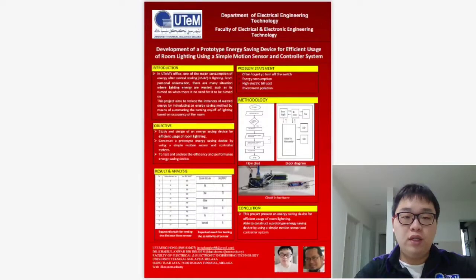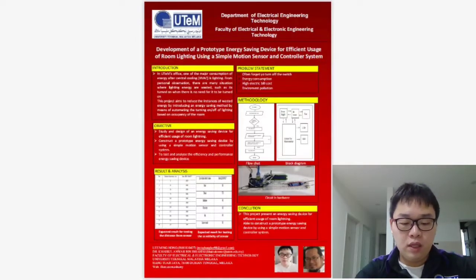Energy conservation is the effort to reduce the consumption of energy by using less of an energy service. In UTeM offices, one of the major consumers of energy after central cooling is lighting. From personal observation, there are many situations where lighting energy is wasted, such as lights turned on when there is no need for them to be on.